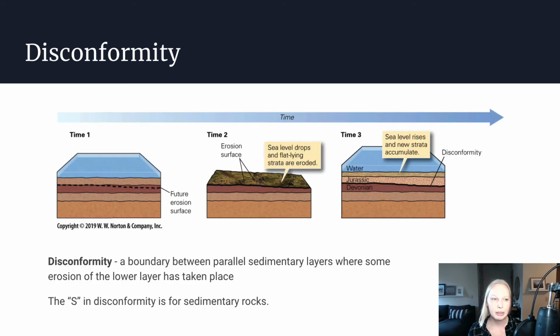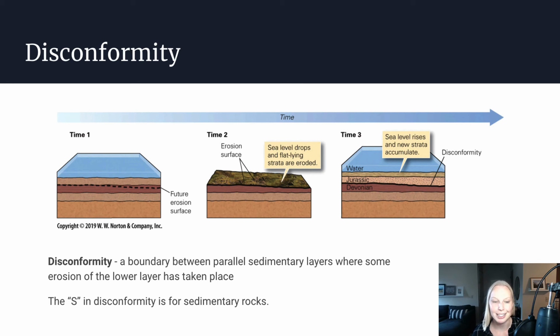Okay, so finally we're going to talk about disconformities. Again, another type of unconformity. This one's called a disconformity. This is the boundary between parallel sedimentary layers where some erosion of the lower layer has taken place. Some erosion or non-deposition has taken place.